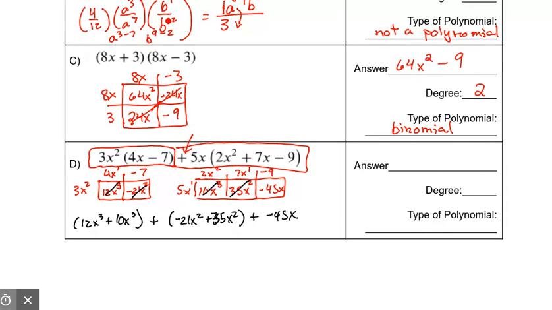So 12x to the third plus 10x to the third would be 22x to the third. Negative 21x squared plus 35x squared is positive 14x squared. And minus 45x. Now there are 1, 2, 3 terms here, so this is a trinomial. And the degree would be 3. Okay, this leading term has the highest degree, and that degree is 3. So we would say that polynomial, that trinomial, to be specific, would be of degree 3. Okay, and that's number 1 on our review sheet.